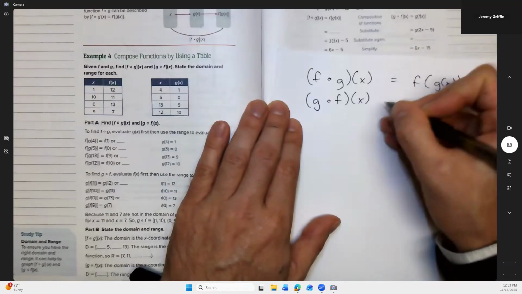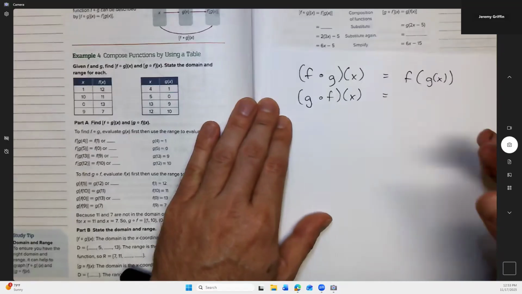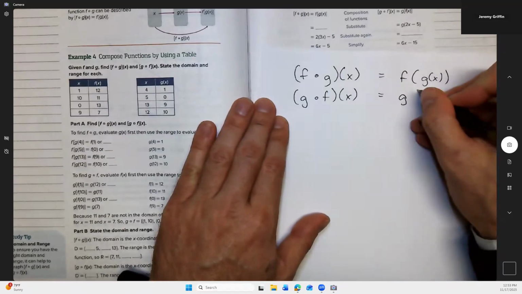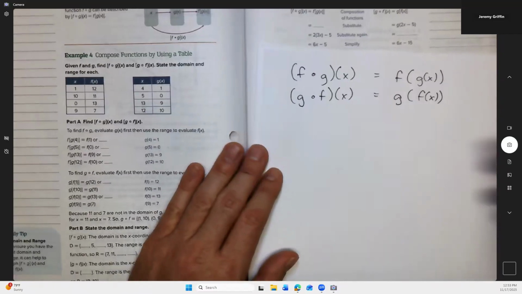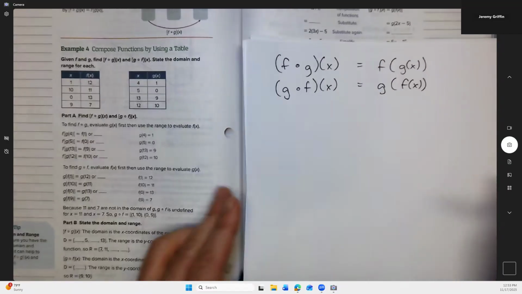Again, this is not multiplying functions. This is putting a function inside another function. So this would be g of f of x. And usually these work out to be different outcomes. There are exceptions to that, but that'll show up in the future.